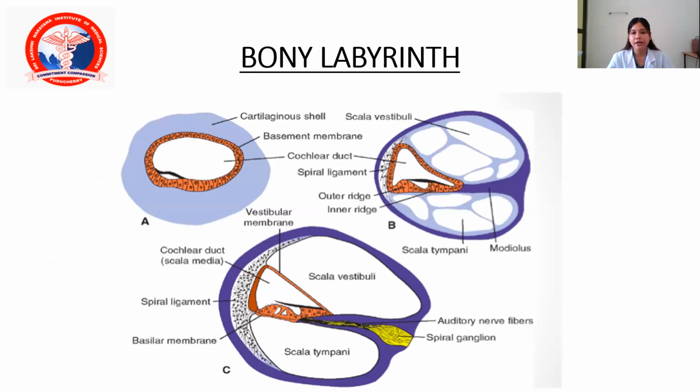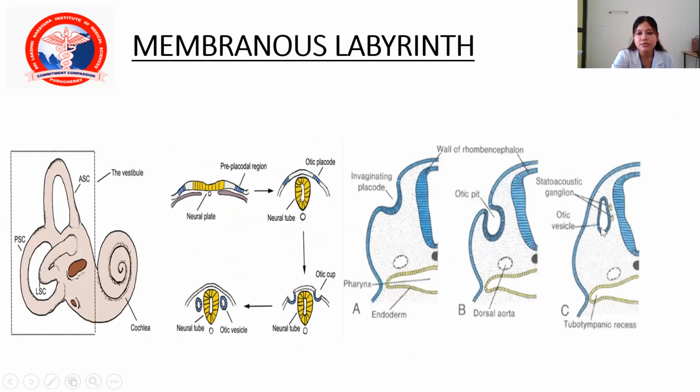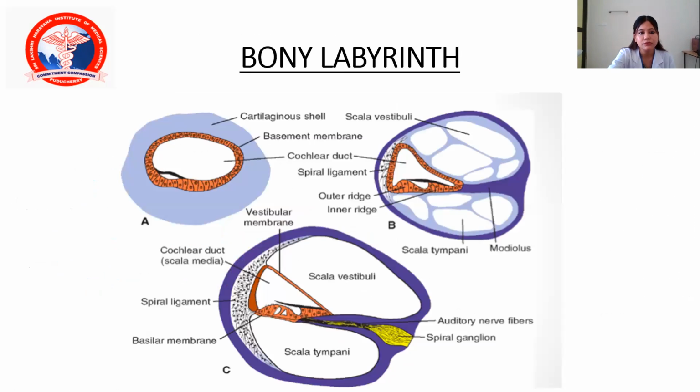Now, after learning about the membranous labyrinth, let us see about the bony labyrinth. As you can remember, till now we have learned the otic vesicle. So here you can see this is the otic vesicle, right? Here the blue color is showing the mesenchyme, as we have seen in the previous slides. This is the otic vesicle or the otocyst, and it is surrounded by the mesenchyme.